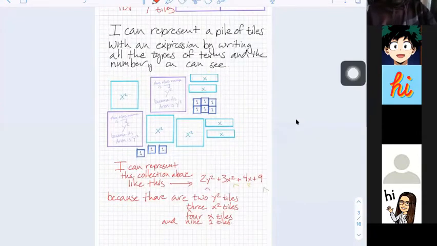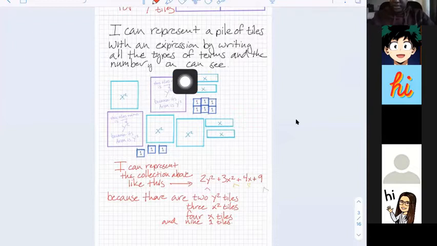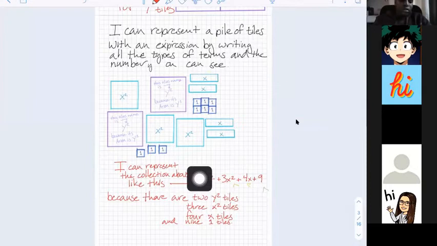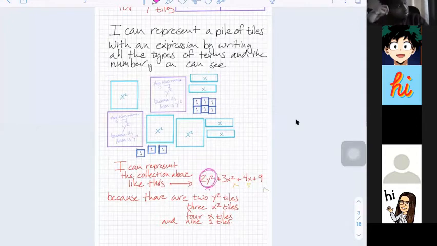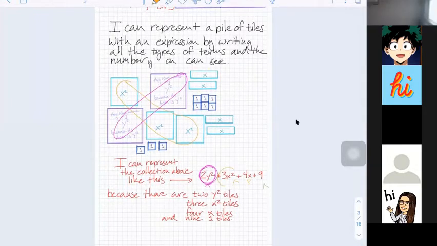We can represent a pile of expressions in multiple ways. One is, we can represent it as a pile of tiles, as an expression like this. And if I was to make these connections, the reason that this is called 2y squared is because there are 2y squared squares. If I want, I can say, look, how many x squares are there? There's 1, 2, 3. And that is why we say 3x squared, because there's 3x squares.